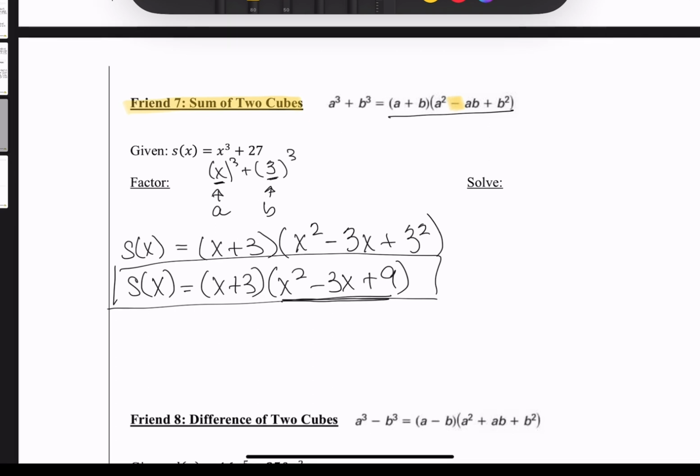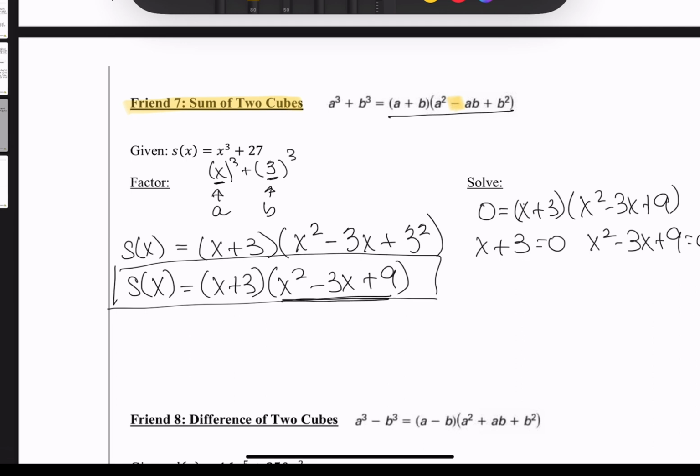So to solve this, we are now going to set my output equal to 0. I'll have x plus 3 times x squared minus 3x plus 9. I'll use my zero product property and set each one of these equal to 0. I can subtract 3 from both sides here and get the fact that x is going to equal negative 3. Now, how do I solve this quadratic that's not factorable? Well, you have some options. One of them is the quadratic formula.